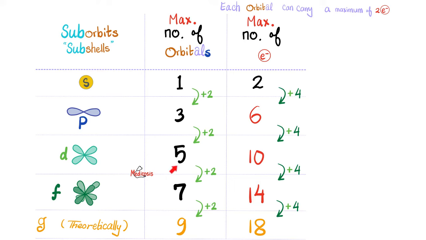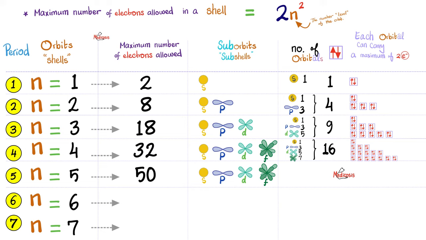How about d? We have 5 orbitals maximum, 5 times 2 is 10. How about the f subshell? 7 orbitals, each one carries 2 electrons. 7 times 2 is 14 maximum. g does not exist, but just imagine. If it comes after f, look at the pattern. I'm adding 2 orbitals, so it's going to have 9 orbitals. Each orbital carries a maximum of 2 electrons. 9 times 2 is 18. There is also a pattern here. We keep adding 4.